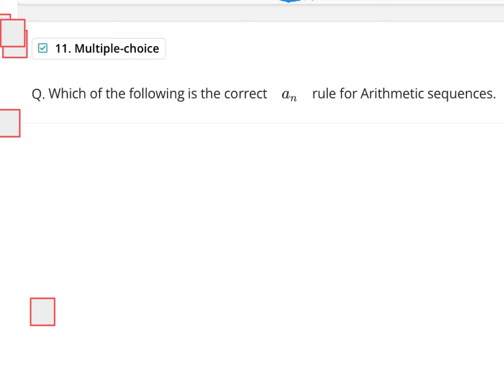Question number 11. I cut off the multiple choice answers, but what we need to know is, what is the a sub nth rule for an arithmetic sequence? So the a sub nth rule for an arithmetic sequence, remember on an arithmetic we have a common difference. And how does the arithmetic sequence begin? Well, it begins with your first term, your a sub 1 term. That's what a sub 1 means. It means your first term.